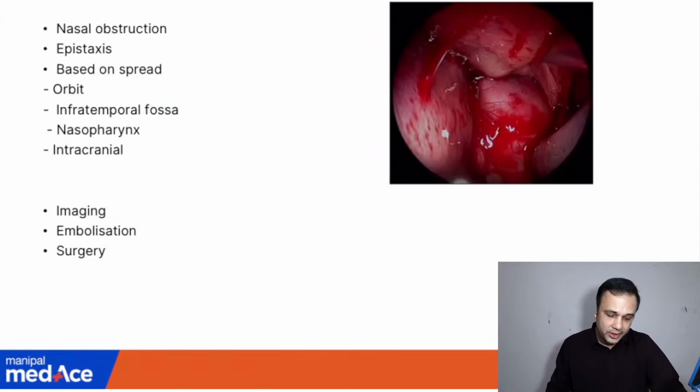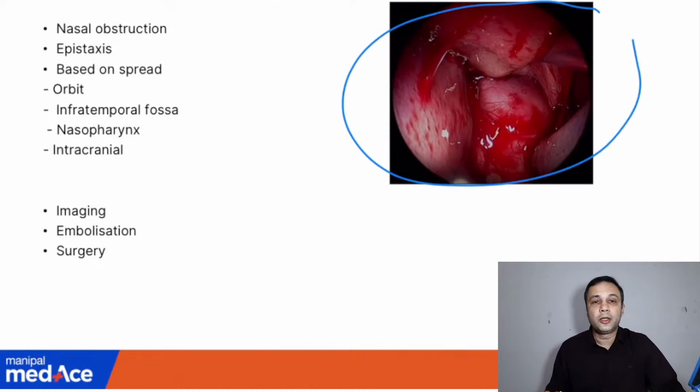So when we talk about JNA, these are all the features. They may give you an image based question. JNA is one of the important questions that has been asked again and again in any of the entrances. Once again, it has been repeated in INICET. So when you look at this, this would be the clinical picture.